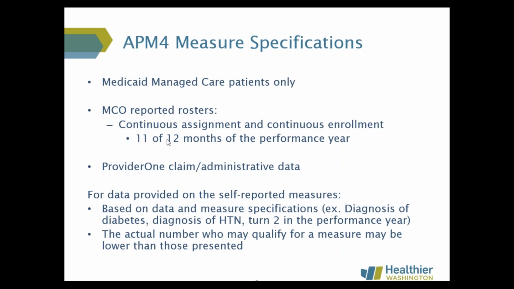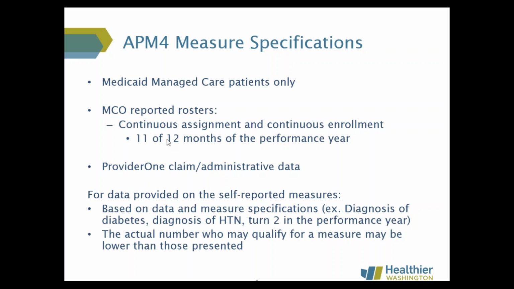So under the APM4, the quality measures and the people that are identified to qualify for the quality measures are restricted to the managed Medicaid participants only. So the fee-for-service participants are excluded from the measurement, and this constitutes over 80% of all Medicaid enrollees. Meaning, over 80% of the Medicaid enrollees are in fact managed care, and a small proportion are left out globally.